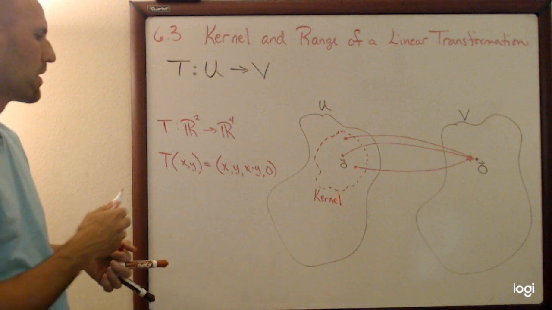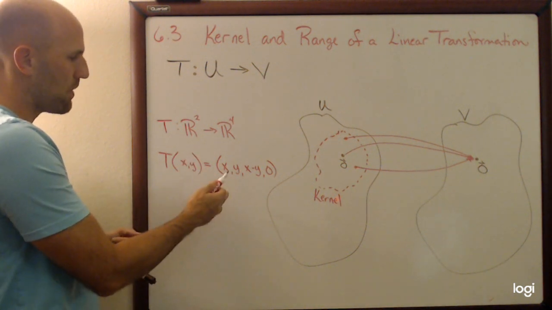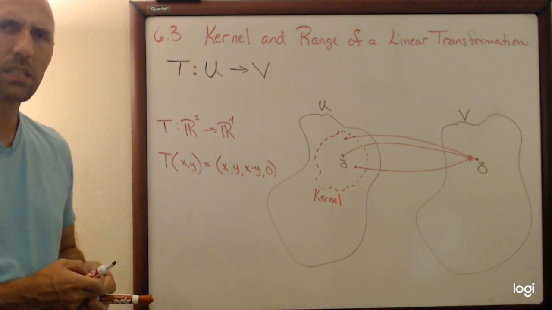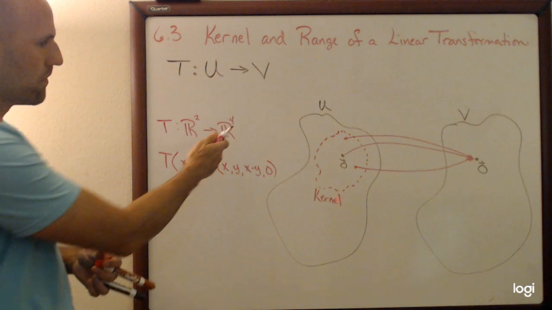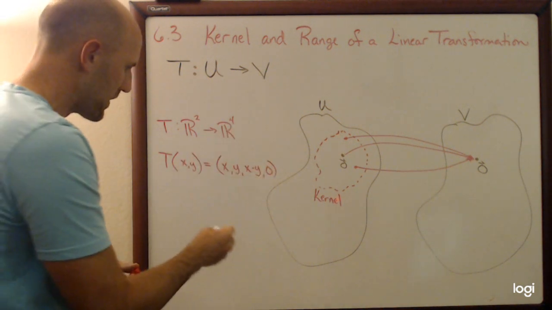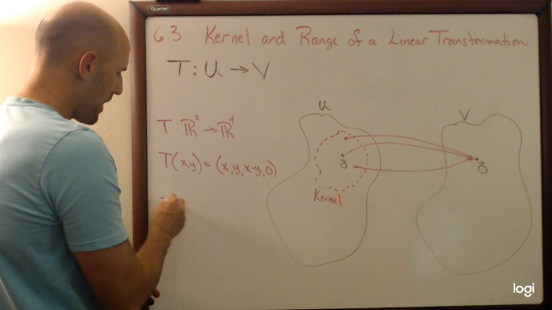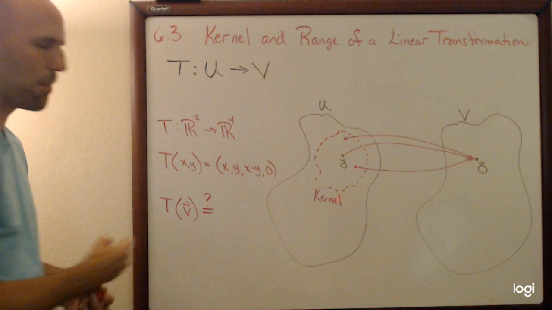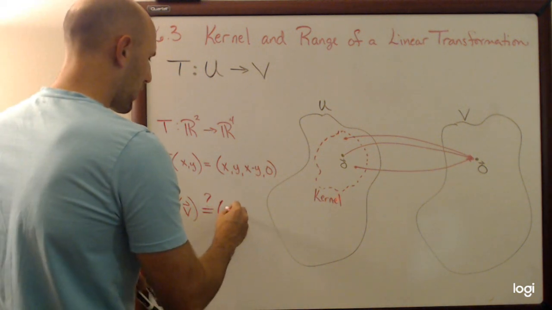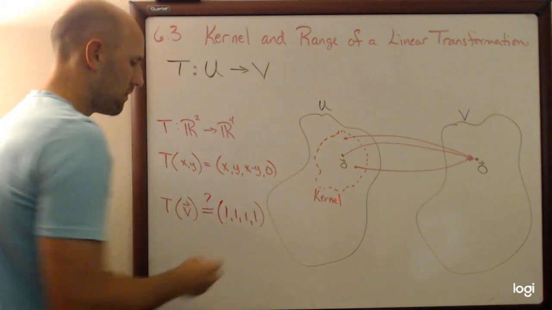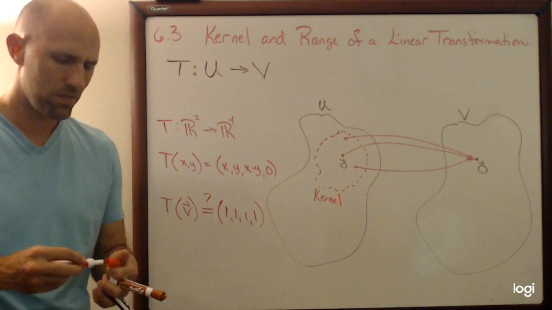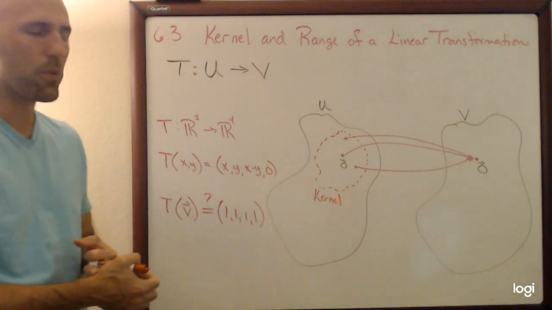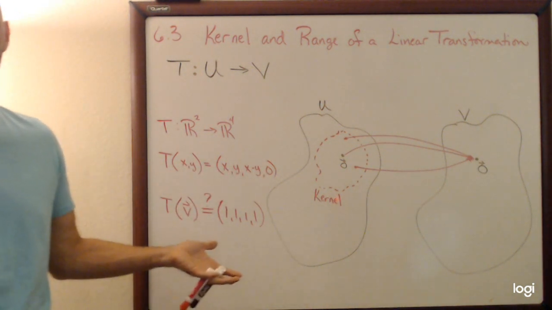And 0 gets mapped to 0, but I can't hit every vector in R4, can I? Things in R4 have 4 components. So as an example, is there a vector which when I apply T will give me the vector 1, 1, 1, 1? Well, no, right? I already know that everything T maps into has a fourth coordinate of 0. This has a fourth coordinate of 1. It's not going to be in there, right?